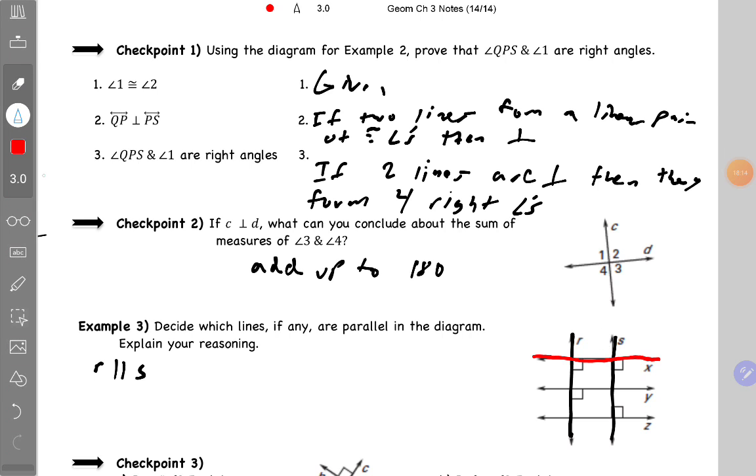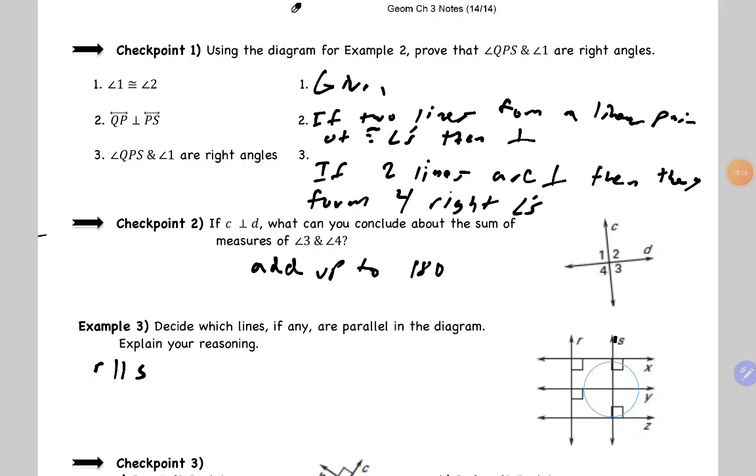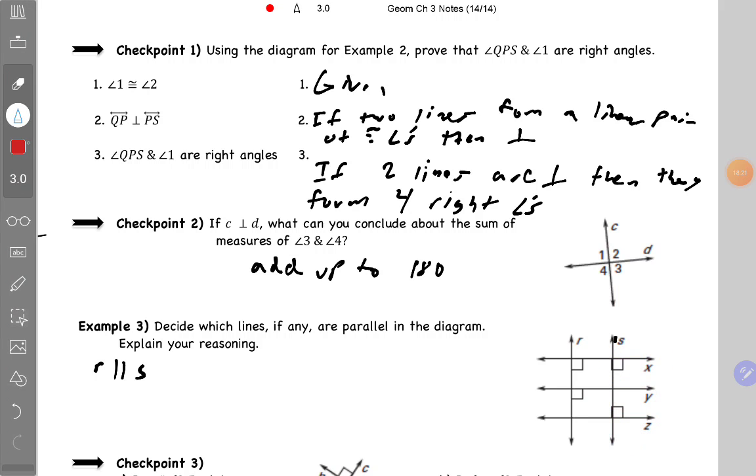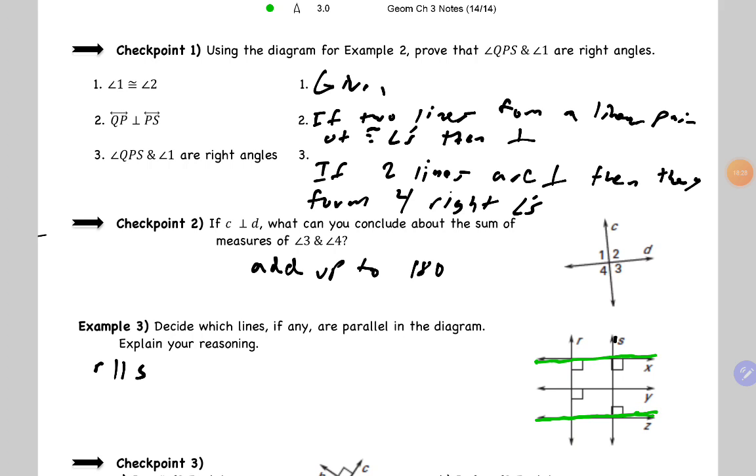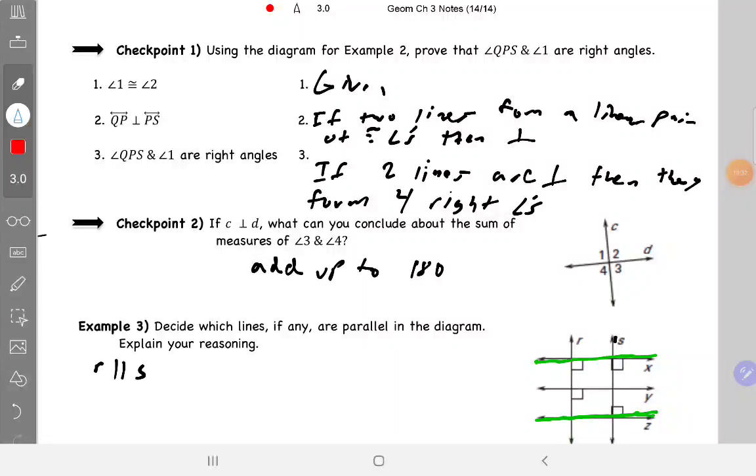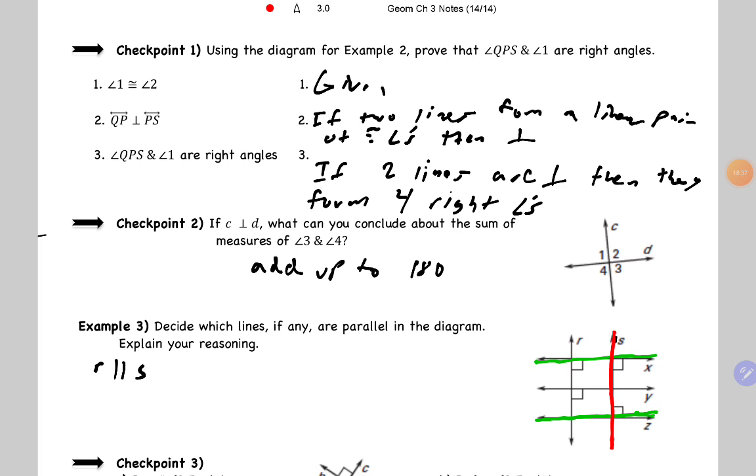Okay. Now let's look at X and Z. So we're just going to be looking at the 2 green lines and the red transversal. S is perpendicular to both X and Z. So that means those 2 lines are parallel. So X is parallel to Z.